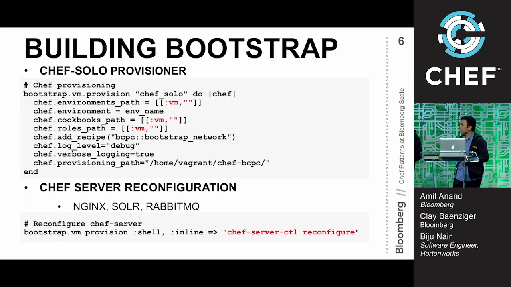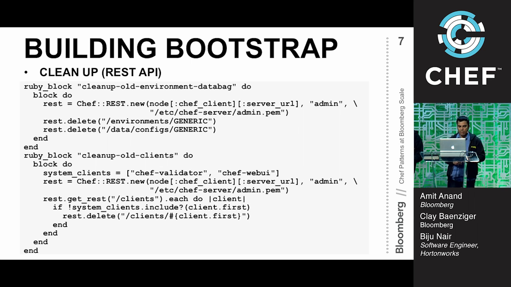After that, now the network is configured. Now we need to configure the Chef server. Since the Chef server has multiple components, we are using Chef Solo Provisioner to reconfigure the Chef server. This is the next step in the building Bootstrap process. Now the network is configured, and we have the Chef server configured correctly. Now we know the IP address of the Chef server, and we can talk to it.